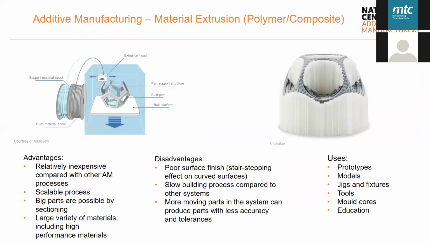So here we can see a polymer and composite version of the material extrusion technology. The advantages are that it's relatively inexpensive compared to other AM processes. It's also quite scalable. Usually you can have a robot or a large gantry driving the head for deposition, which means that you can manufacture a lot of large parts. You also have a variety of materials, including some high performance materials.